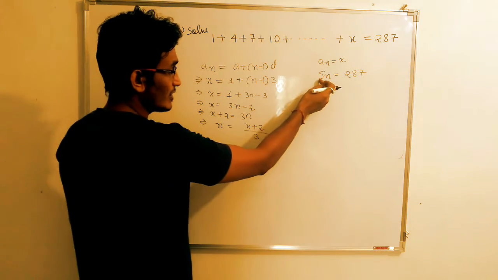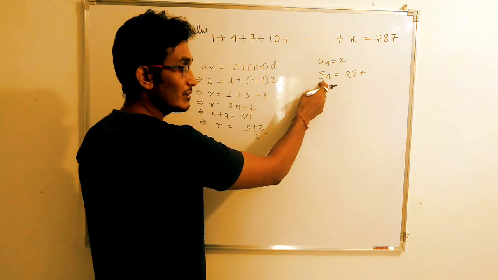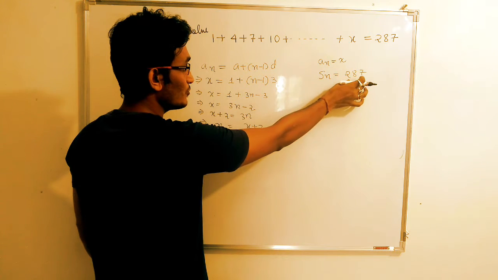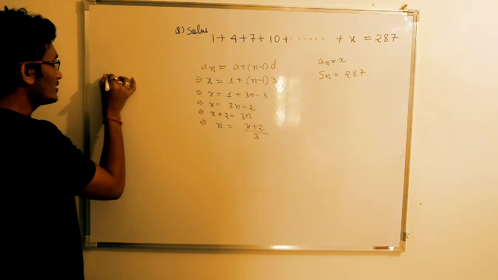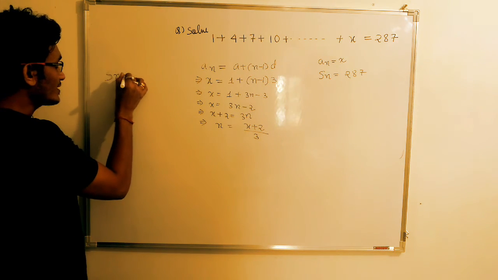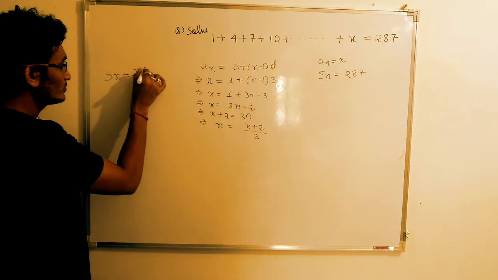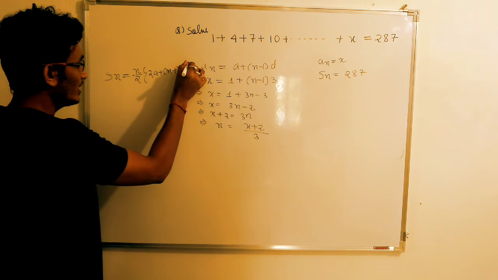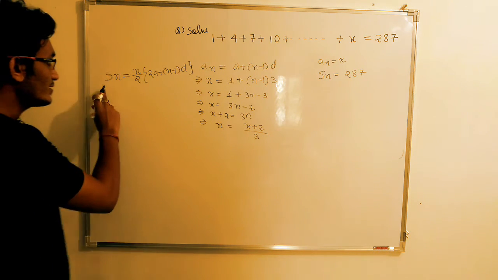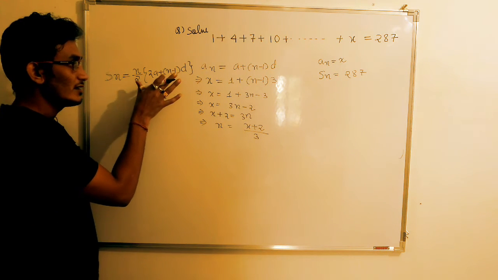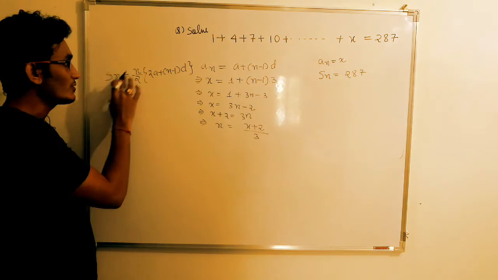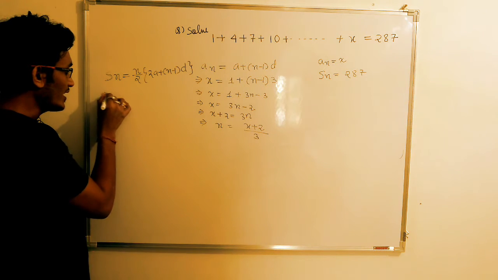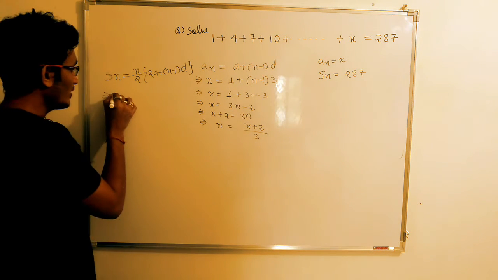Again, what is the given information? Sn is also given. Sn means the sum of the terms. Sum of the terms of the AP is given. It is 287. And we have already learned Sn means n by 2 twice a plus n minus 1 whole d. So this is the formula to find out the sum: Sn equals n by 2 twice a plus n minus 1 whole d. So here Sn is given, so Sn should be 287.